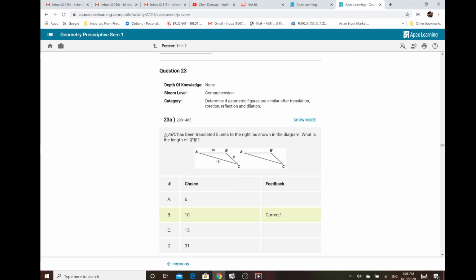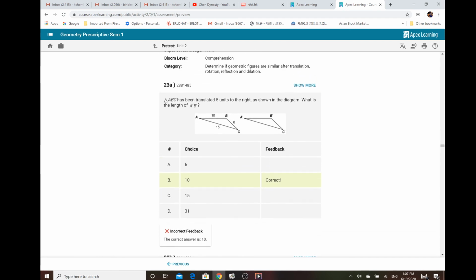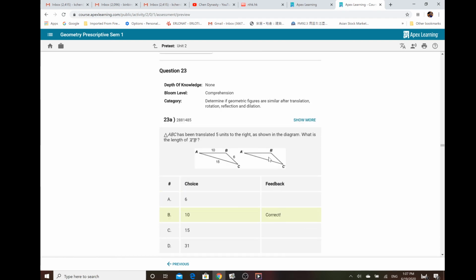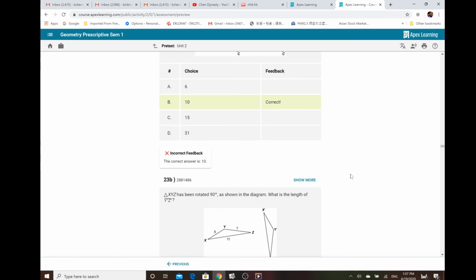Triangle ABC has been translated 5 units to the right as shown in the diagram. What's the length of segment A prime B prime? Well, translation guarantees that it's the exact same figure, same shape, same size. So A prime B prime is always guaranteed to be 10. Translation is considered part of transformation. It's also considered an isometry, so that guarantees the exact same segments and the exact same angles.